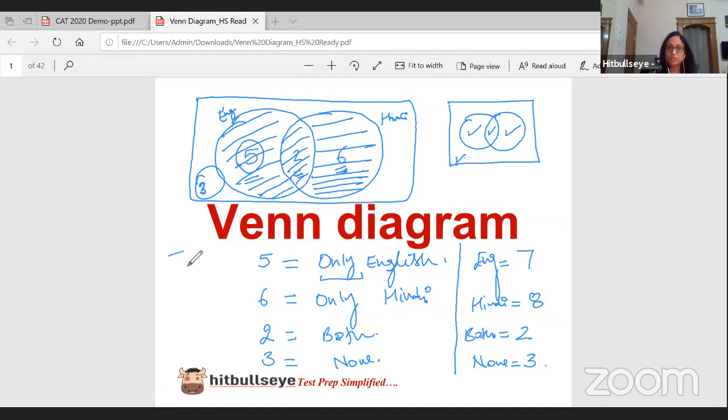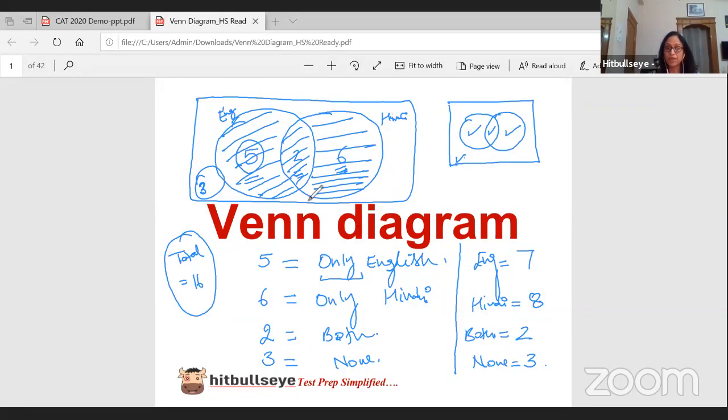Okay, now answer this question. What is the total number of people you are talking about in this question? Tell me. 16, that's correct. So total number of people being talked about in this question is 5 plus 2 plus 6 plus 3. Right, that's correct. So that's how a Venn diagram is represented.